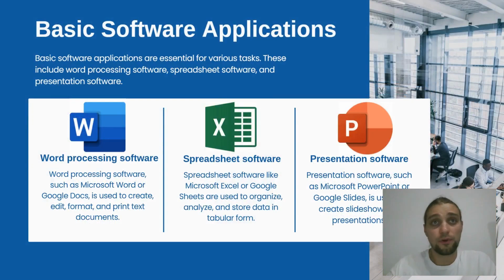Moving on from the operating system, let's delve into some basics of software applications that are essential for various tasks. These include word processing software, spreadsheet software, and presentation software. Firstly, word processing software, such as Microsoft Word or Google Docs, is used to create, edit, format, and print text documents. These can range from simple notes to complex reports or even books.